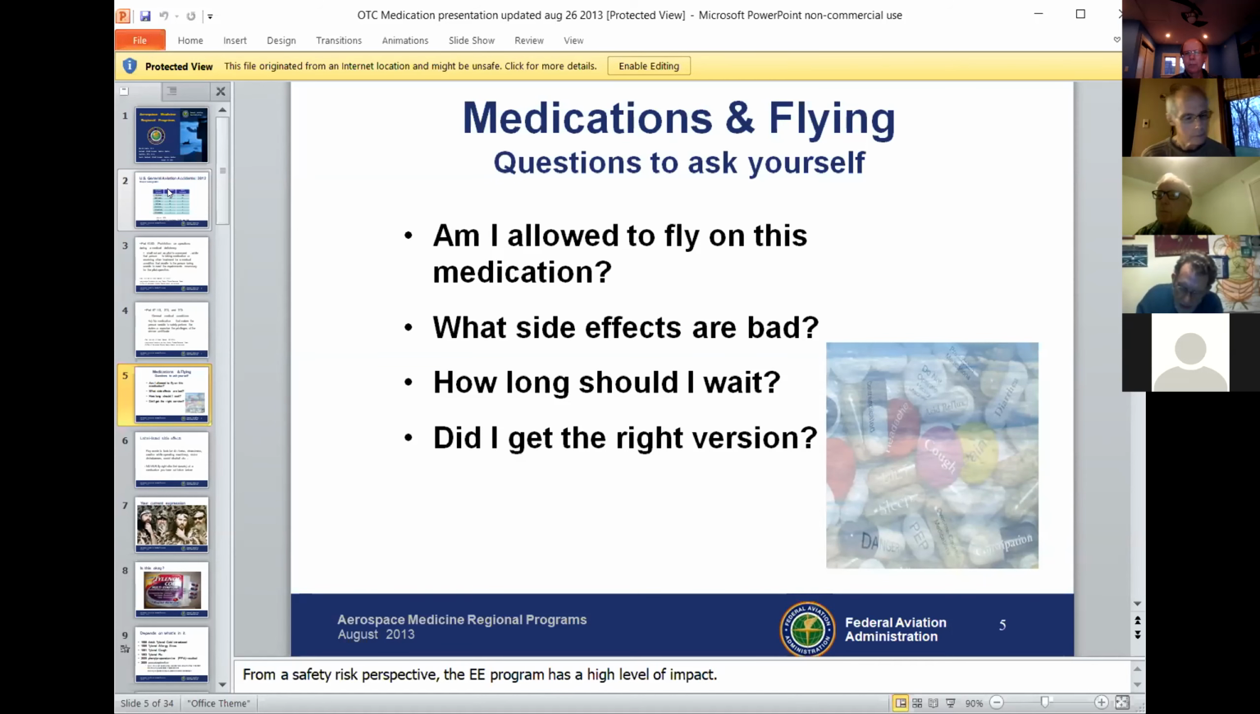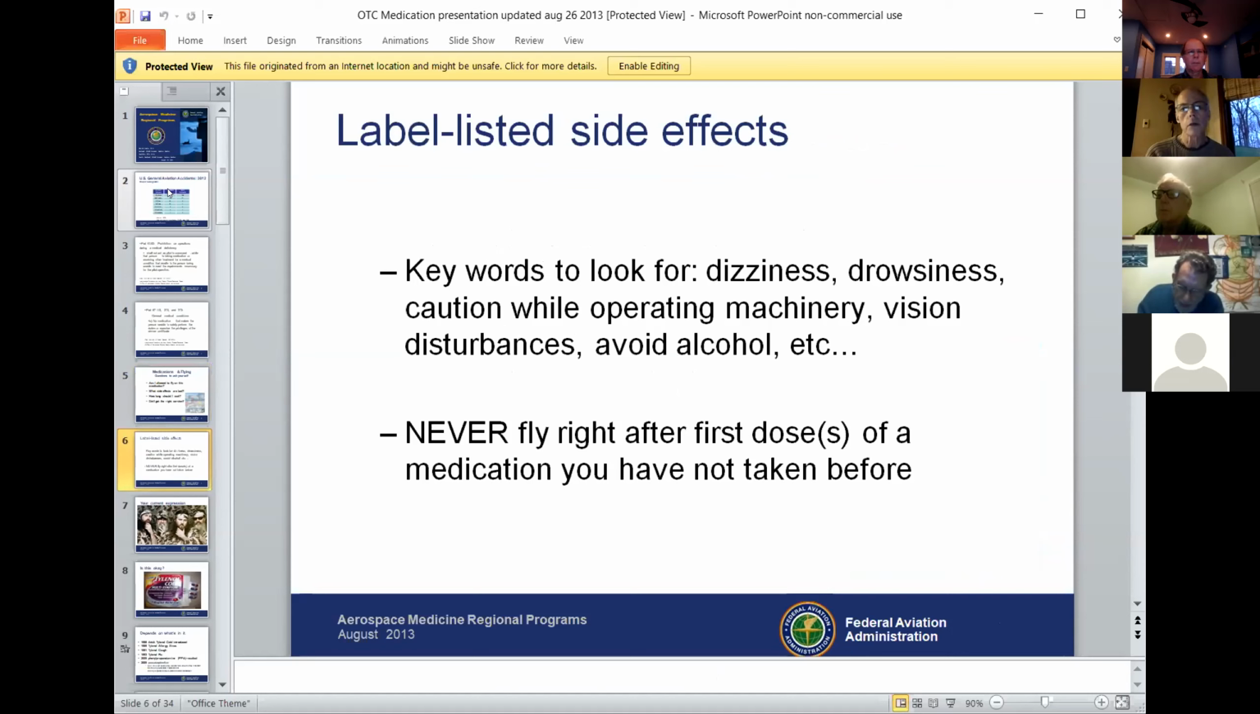Okay. Let's see, next slide, keywords. And this is common sense, but obviously if there are any mental changes, dizziness, drowsiness, vision disturbance, never fly after the first dose of a medication you have not taken before. Yeah, that's what I said.